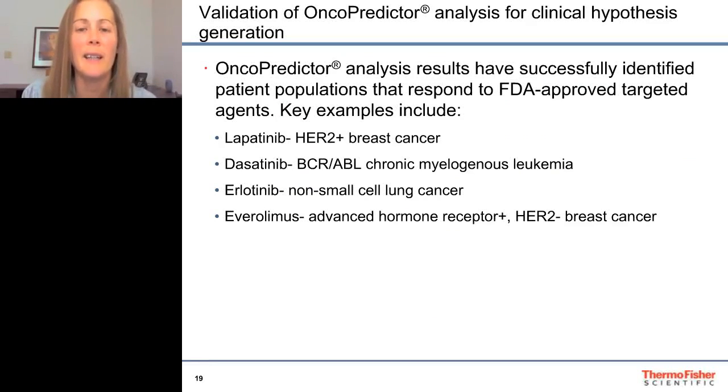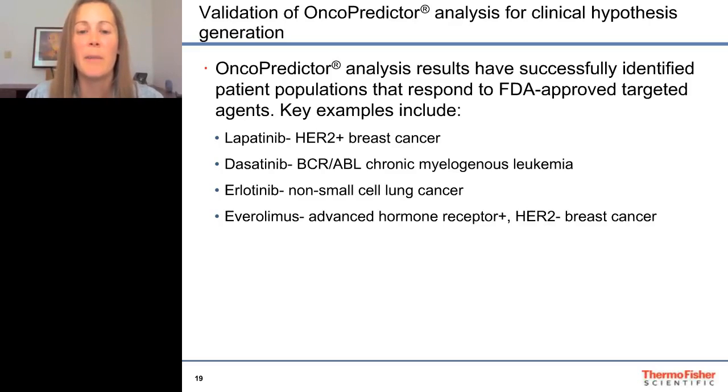And so with that, I'd like to wrap up the first portion of my talk, where I have highlighted for you our OncoPredictor analysis and our ability to generate transcriptional signatures using this analysis. And I just wanted to mention briefly that we have done a number of these proof of concept analyses to show that we can successfully identify patient populations that have been shown to respond to FDA-approved targeted agents. And I've listed for you here a number of key examples.